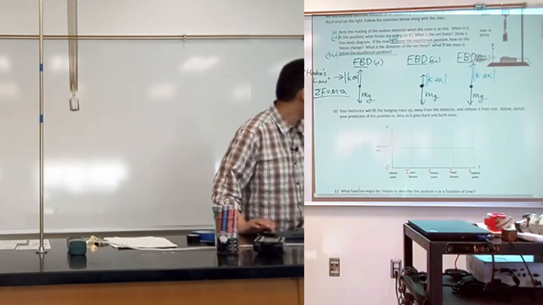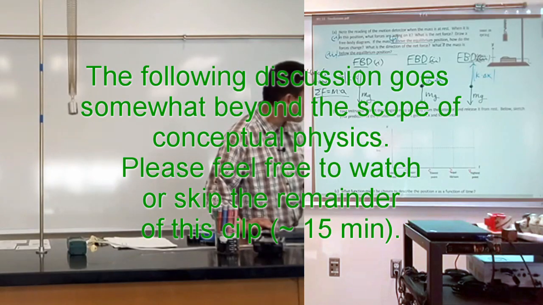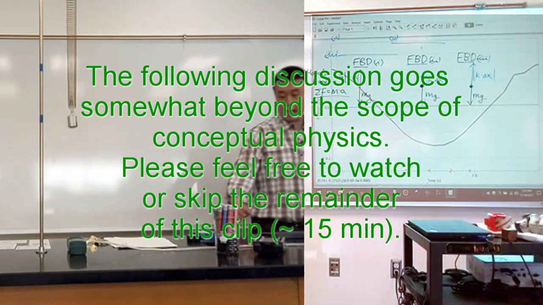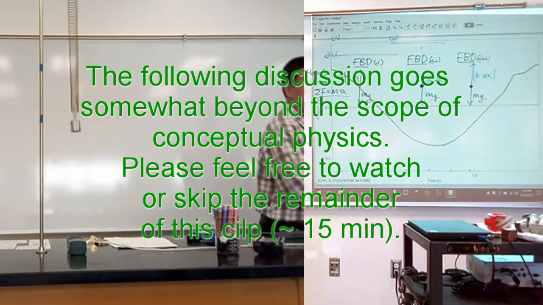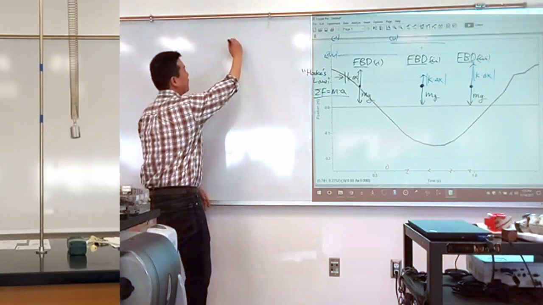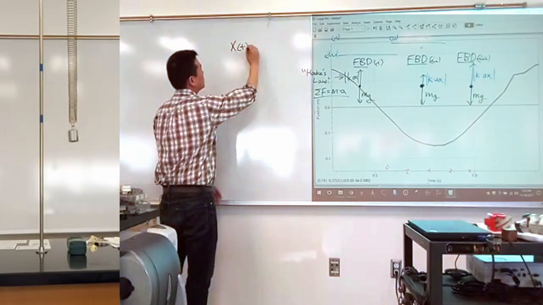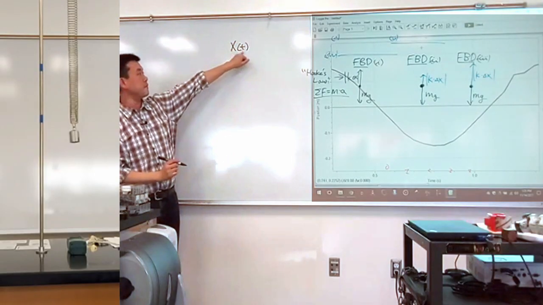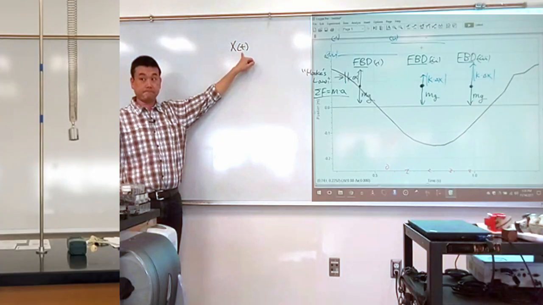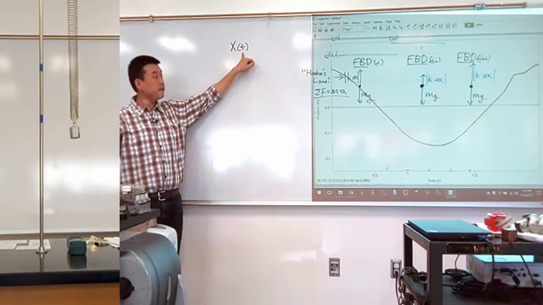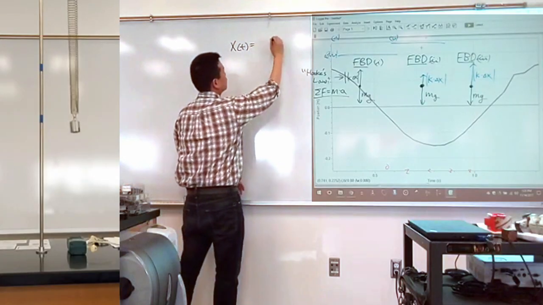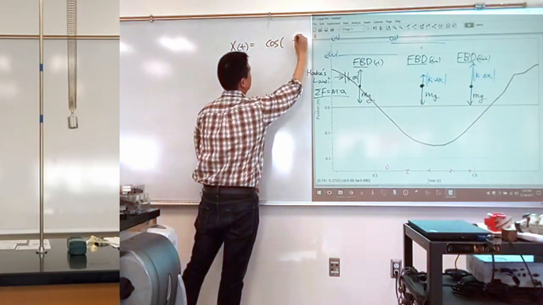Part C. What function might be chosen to describe this position x as a function of time? So if we had to pick a function, not any function, a function that fits this, to describe position as a function of time, what form of function would you pick? Cosine. Oh yeah, this would actually be cosine. So I might say this is equal to cosine of t.